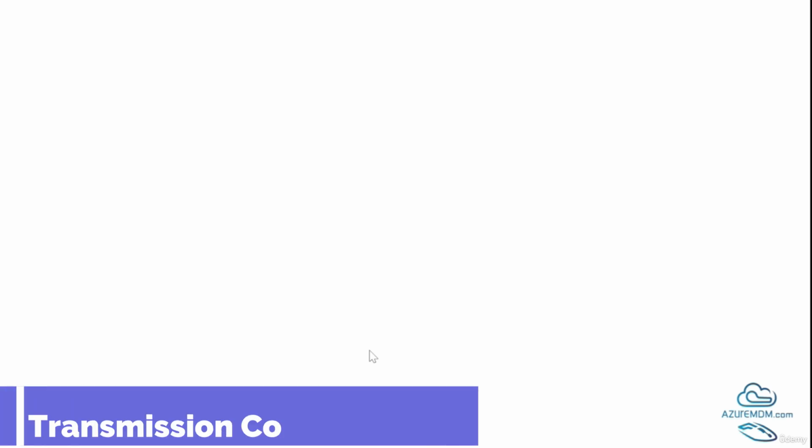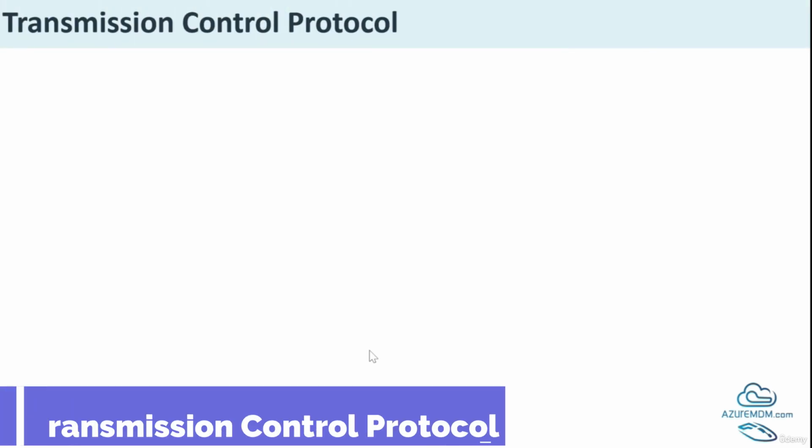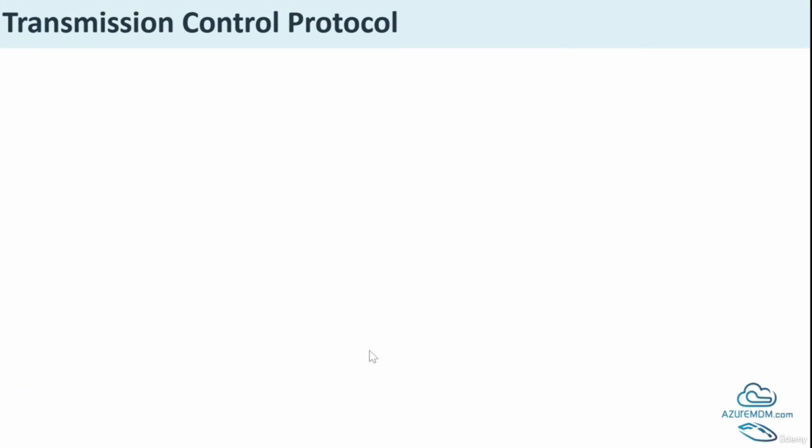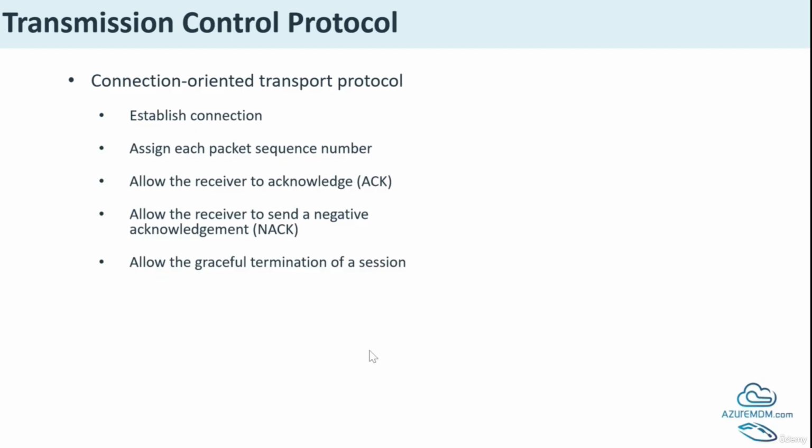Let's talk about our next topic, which is Transmission Control Protocol. Transmission Control Protocol, TCP, is a reliable connection-oriented protocol that ensures data is delivered accurately and in order. It breaks data into packets, checks for errors, and resends any lost packets.